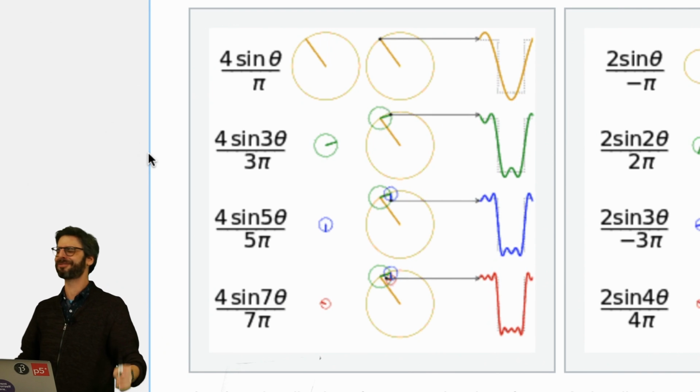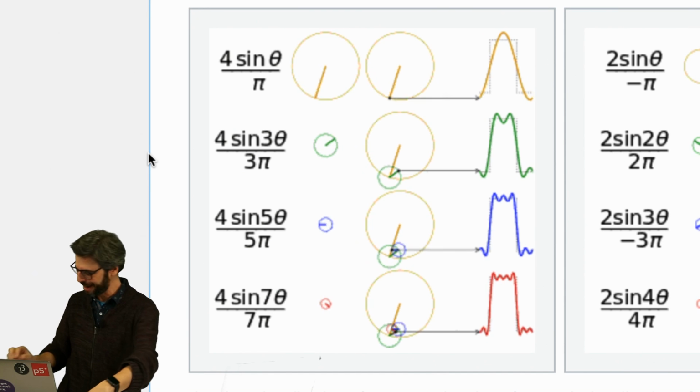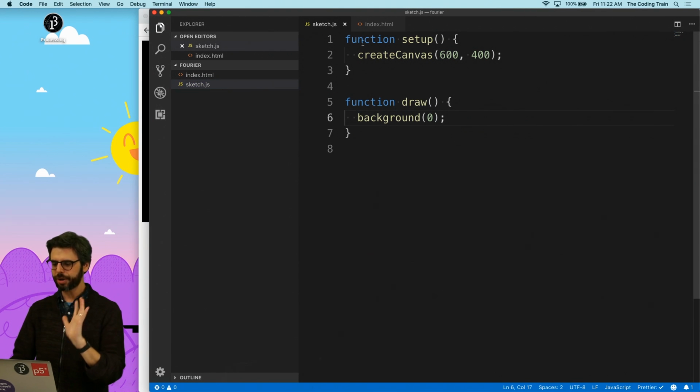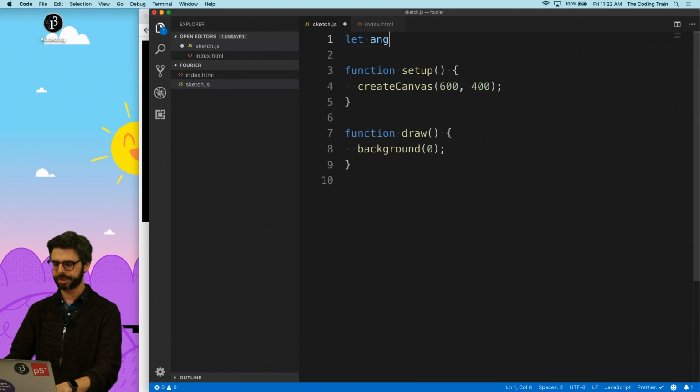So I've talked about this for way too long. Let's try to actually code this now. The first thing that I want to do, I'm just going to start, not even thinking about the Fourier series, and I'm just going to make up a variable called angle. You can really think of that as time. It might be more appropriate for me to call this time, because time is moving forward. That's a sort of crucial idea.